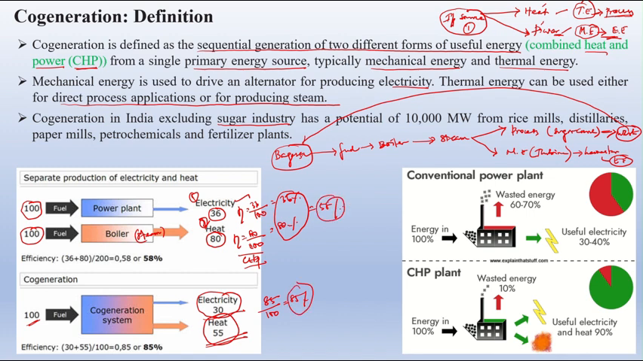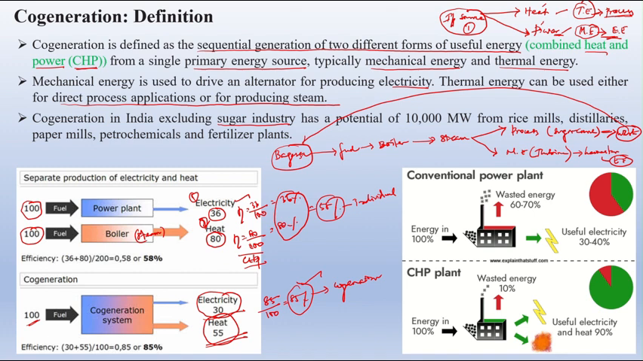So this 58 is for the individual process, and this 85 is for the cogeneration process. So what type of process do we generally prefer, 58 or 85? 85, because 85 is the maximum efficiency. So we move with cogeneration.